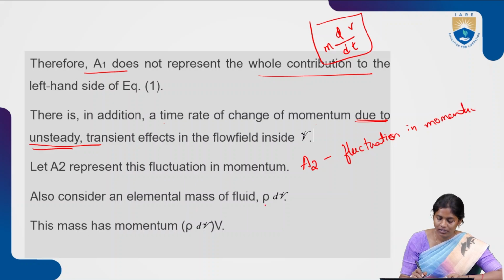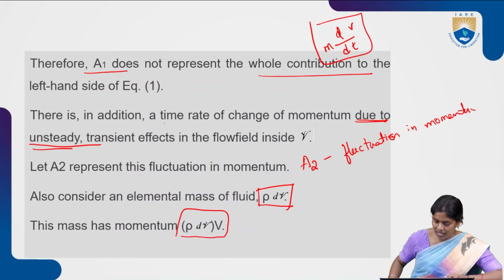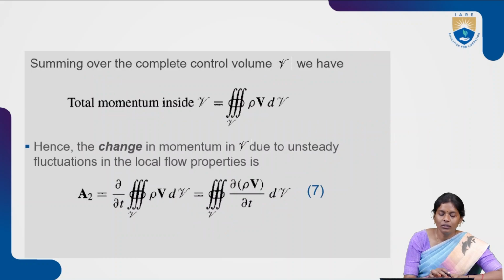So we will consider the elemental mass of a fluid, which is rho dV. Hence this mass has a momentum of rho dV into v. Now the total mass inside the control volume is the volume integral of rho into v into the control volume element. So hence the change in momentum in V due to unsteady fluctuation in the local flow properties, what can we write?